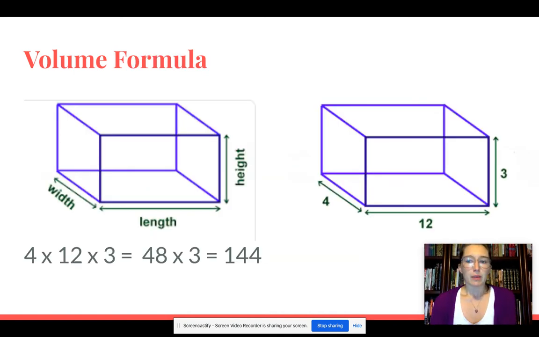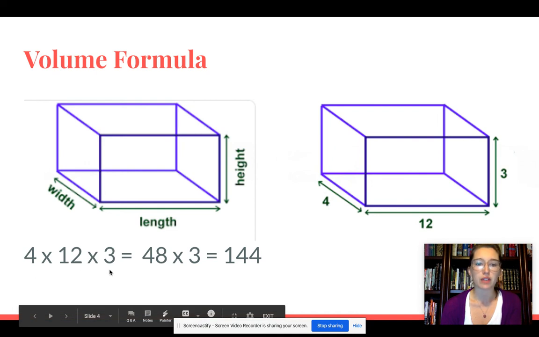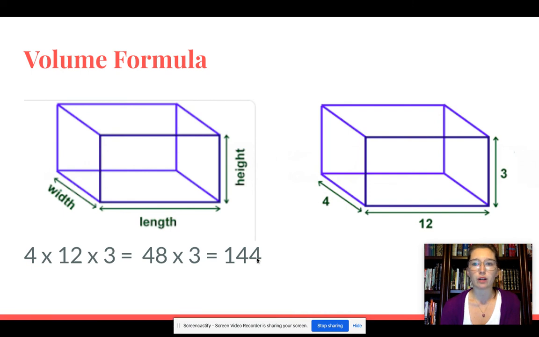So because we're going to look at volume more, I want to revisit the formula. You should have already seen this as we talked earlier, but officially volume is multiplying your width times your length times your height. So if I have this shape here and my width is 4, length is 12, height is 3, then I'm multiplying 4 times 12 times 3, which would give me 48 times 3, which is 144. So I would fill this shape with 144 whatevers I'm multiplying by.